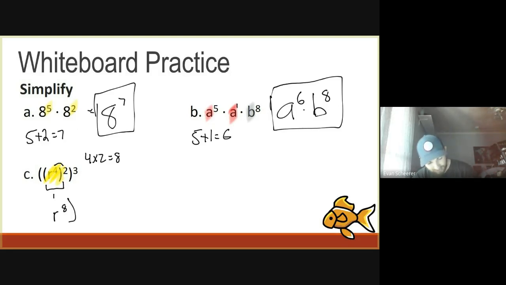But I still have it to the 3rd power, right? So that's going to give me r. Do I add them? No, I multiply because it's an exponent taken to another exponent. So r to the 24th power. And that's going to be my answer.